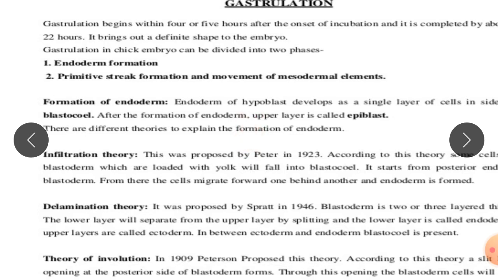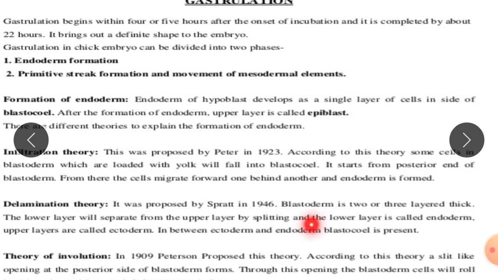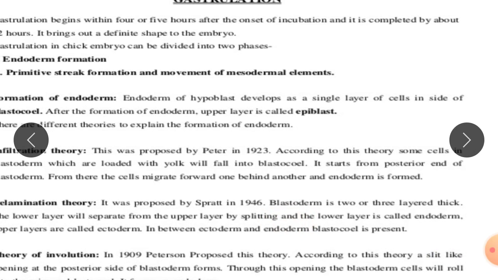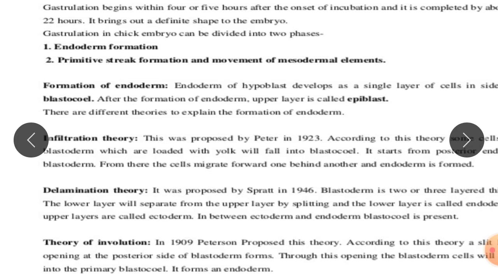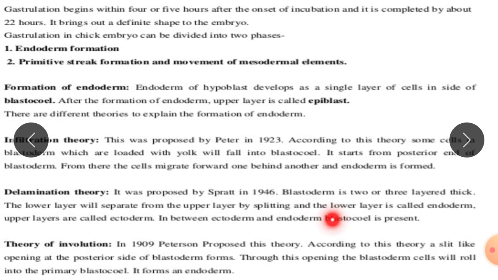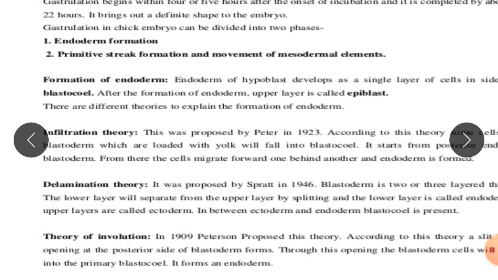Another theory is the delamination theory. It was proposed by Spratt in 1946. Blastoderm is 2 or 3 layers thick. The lower layer will separate from the upper layer by splitting, and the lower layer is called endoderm. Upper layers are called ectoderm. In between ectoderm and endoderm, blastocele is present. So in delamination, one layer from the epiblast is separated and forms the endoderm. This is called the delamination theory proposed by Spratt in 1946.